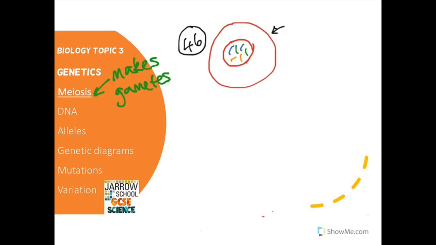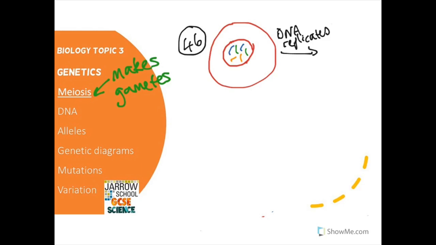I'm just showing you 6, and I've drawn 3 pairs, so a blue pair, a green pair, and an orange pair. And I've done that mainly for the higher students. Later on in the video, I'll explain this slightly differently. But for now, just notice that this cell has got 46 chromosomes. The DNA replicates. This is not actually part of meiosis yet.